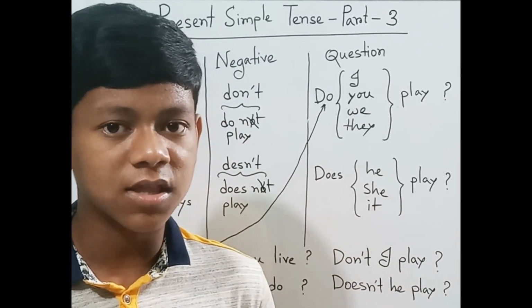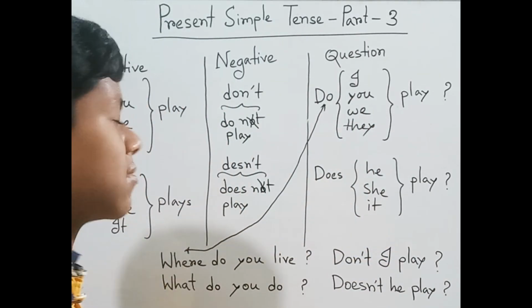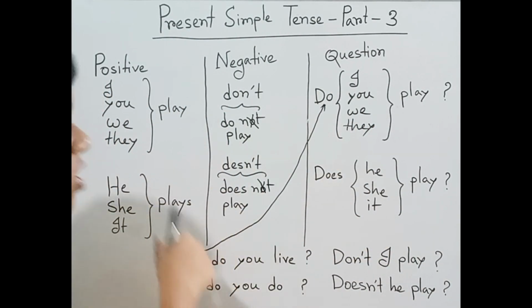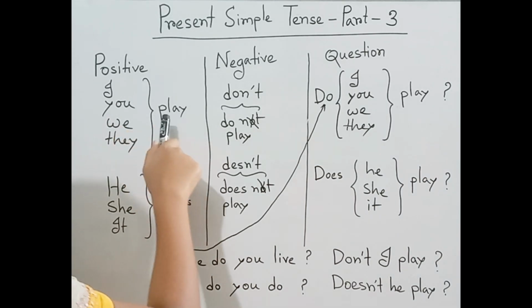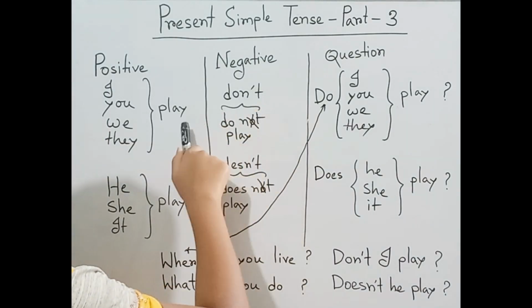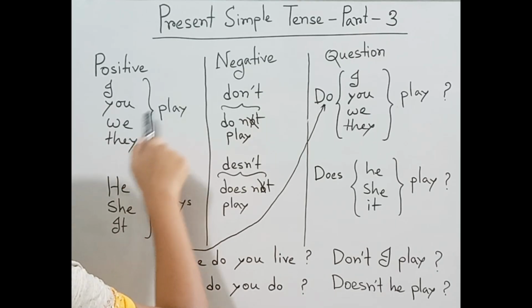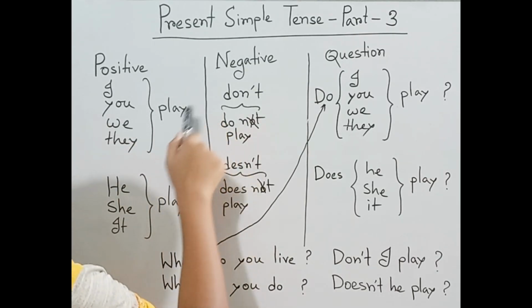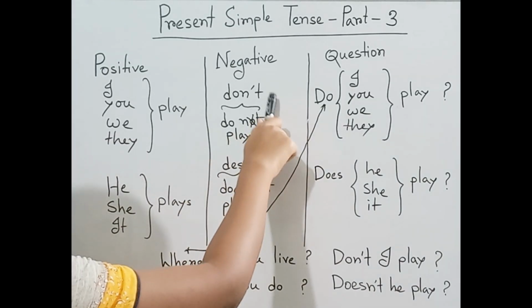We can make some examples. Let me show you a positive sentence: I play. So how can we make it negative? We can make it negative like this: I don't play. Say with me: I don't play. You don't play. We don't play. They don't play. We have understood that if you say it like this, we have to use don't.